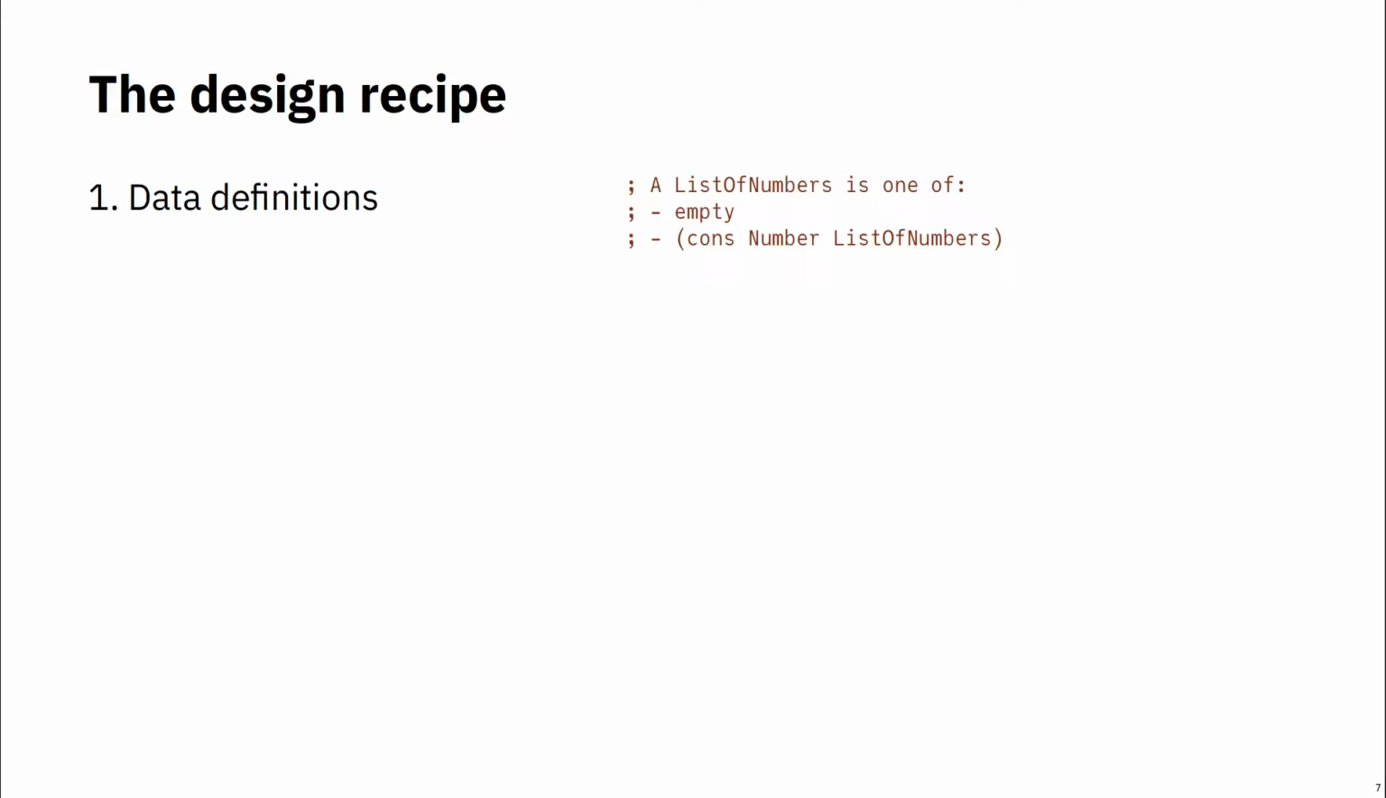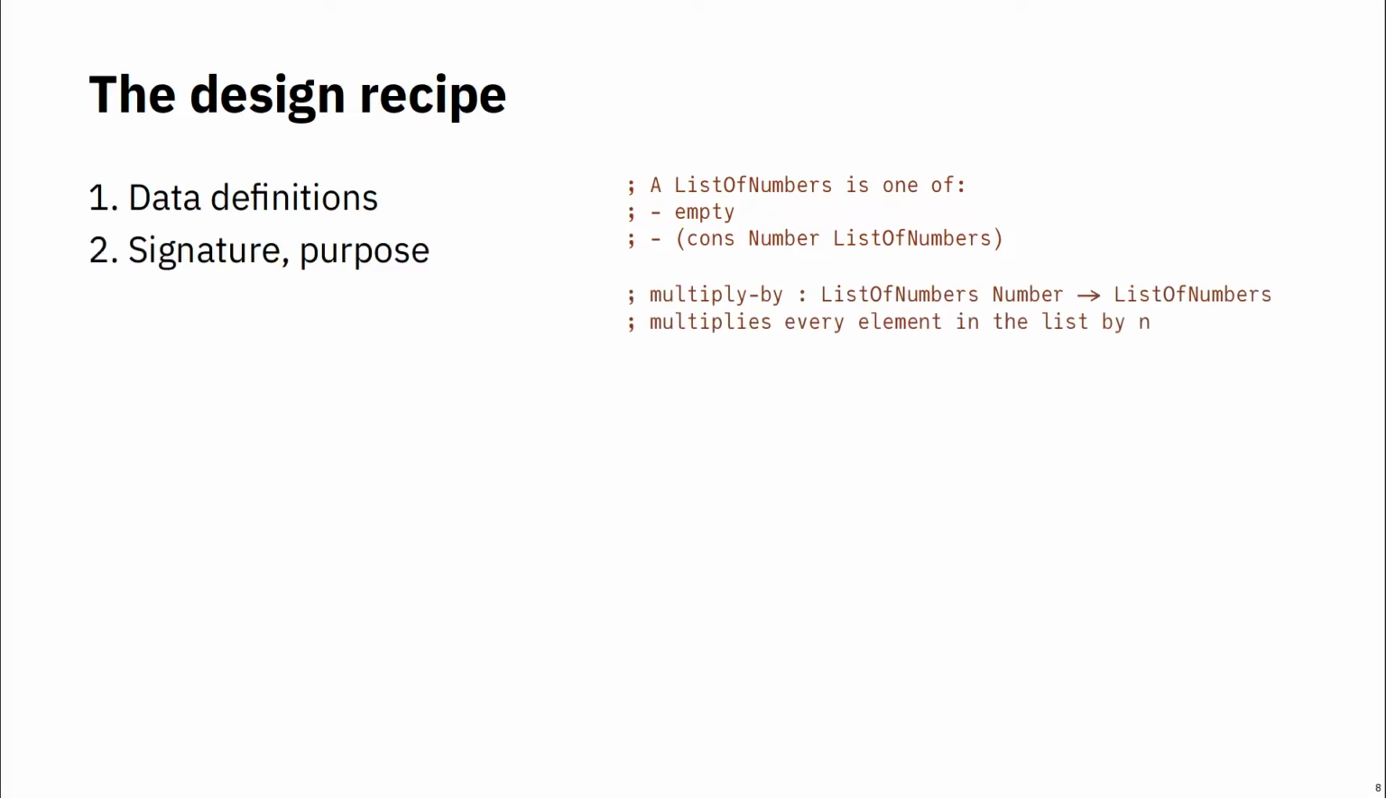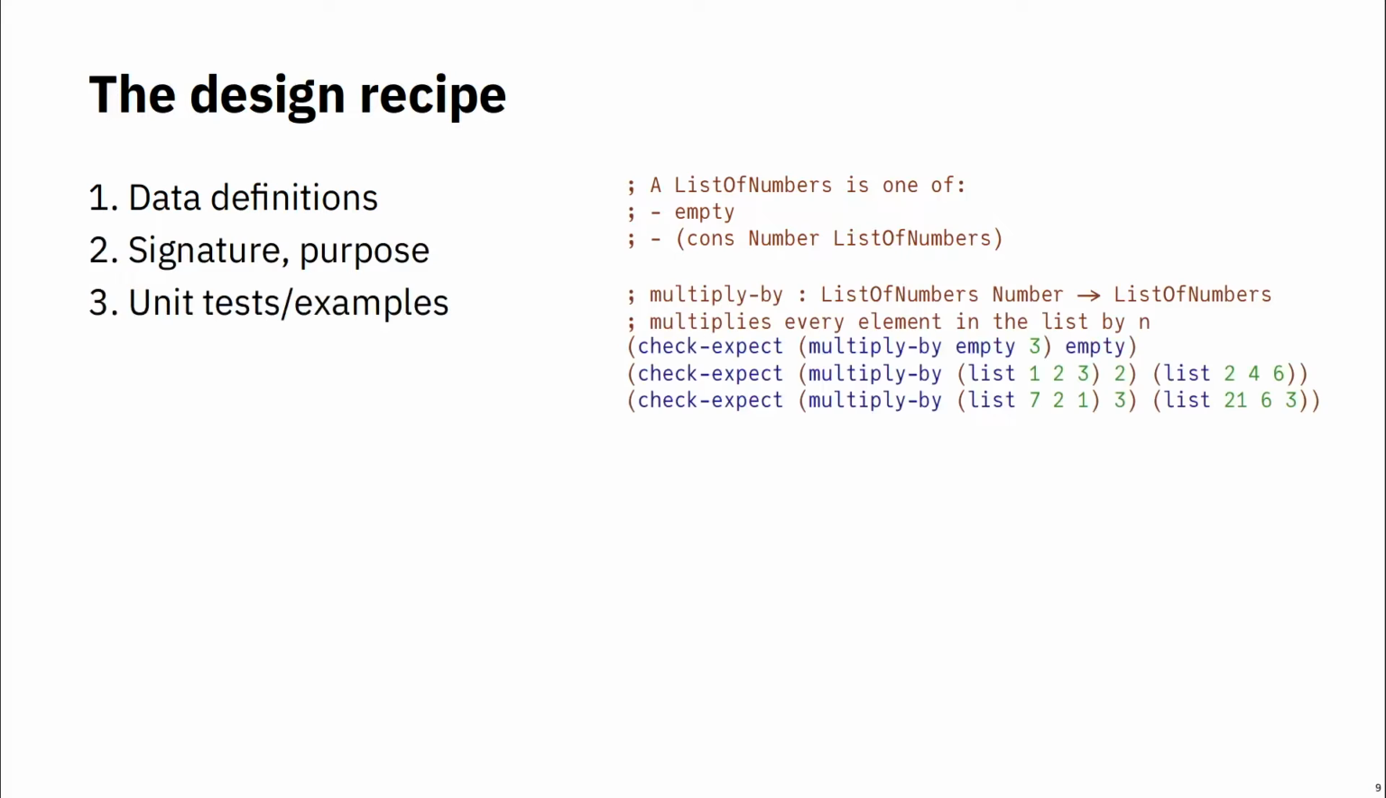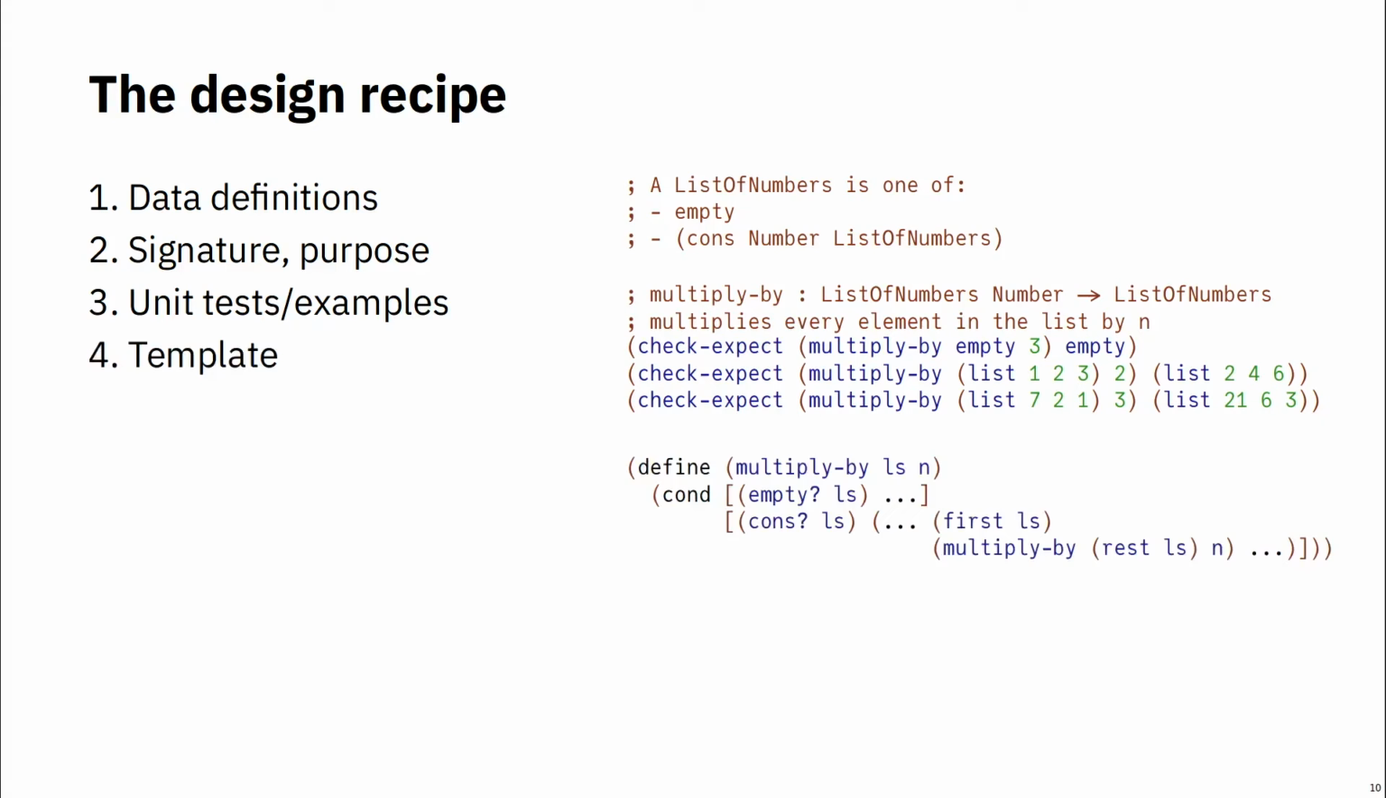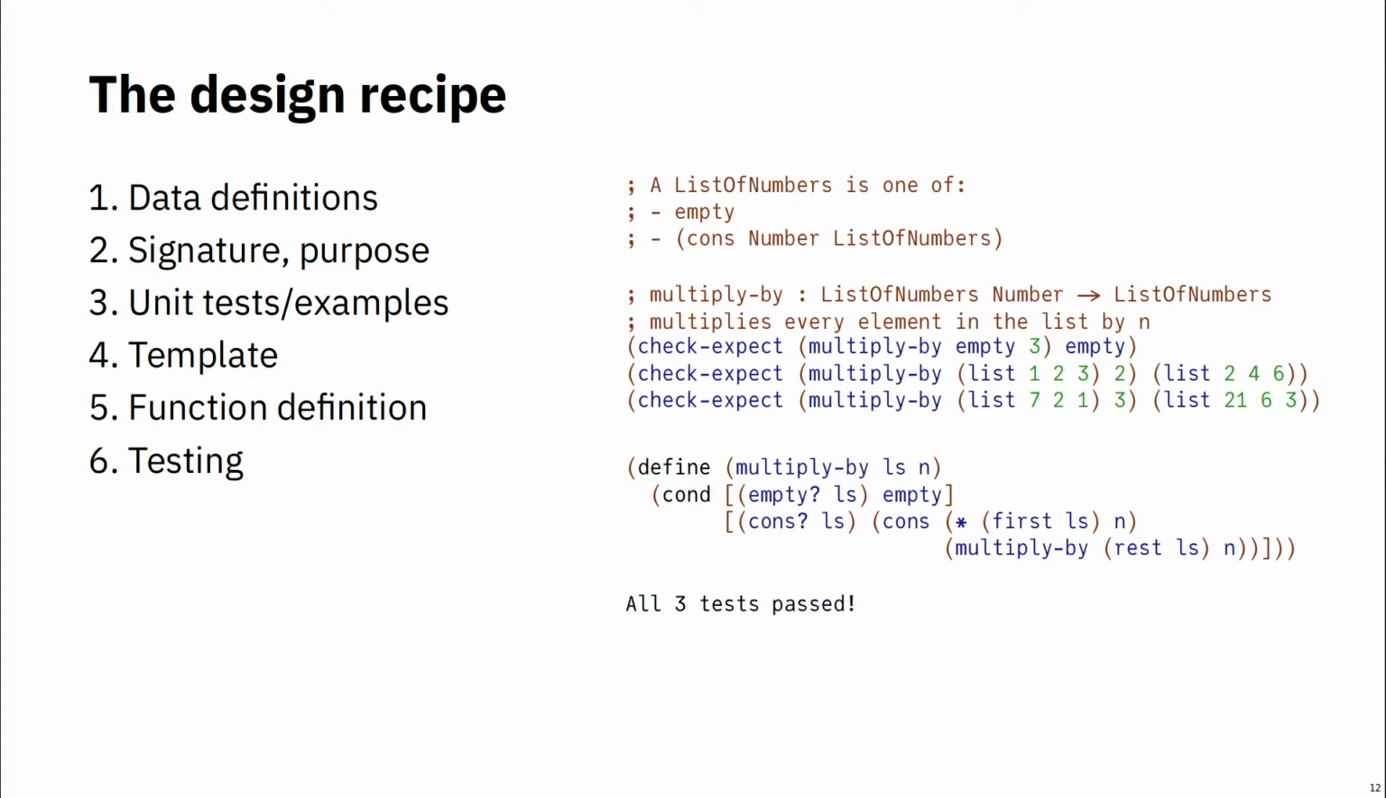So our design recipe says that we start with our data definitions, we write a signature and purpose statement for our function, we write some unit tests that ideally cover our specification reasonably well. We write our template. Here, I'm making a function called multiply by, which multiplies every element in the list by n. So we follow the template for our list of numbers. We write our function definition using some ingenuity to fill in the blanks, so generally not that much. And then we run our tests, and they pass, and everybody is happy. Or maybe they're not. Up to them.